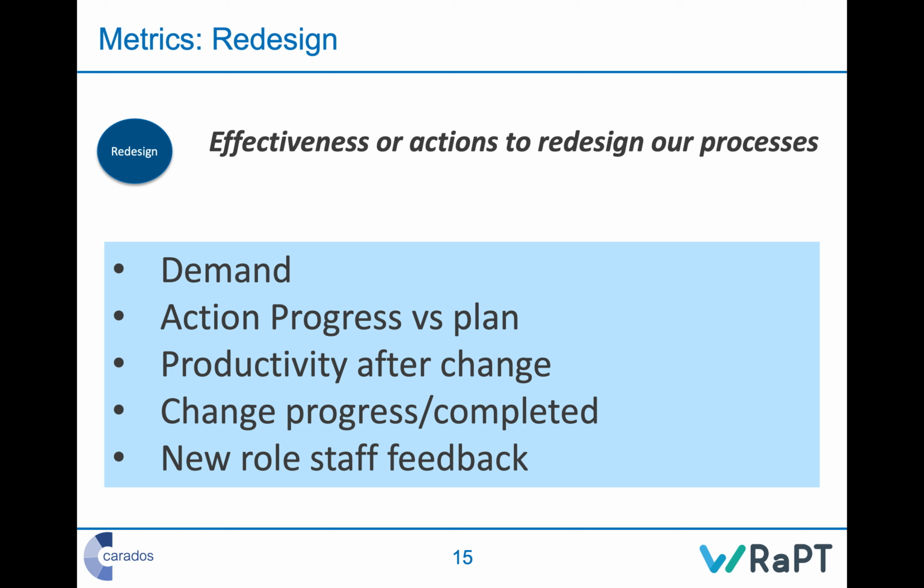We can also look at the change progress completed, which is looking at the change management elements that we followed through, and making sure that we've done those elements. That's a good indicator of whether things are going to succeed or not. And getting feedback on new roles, both from the staff and from the staff they work with. That's quite qualitative, but if we collect it in such a way that we record it quantitatively, then it can still be shown quite purely as metrics.